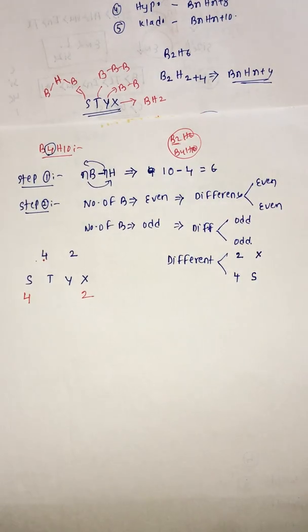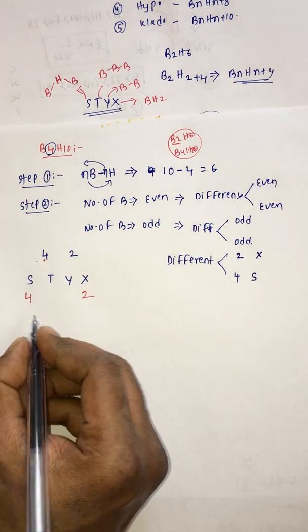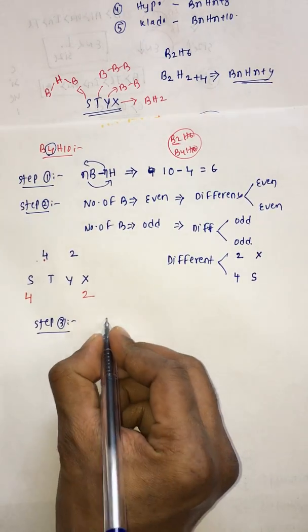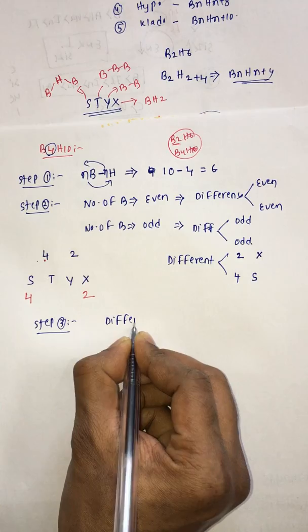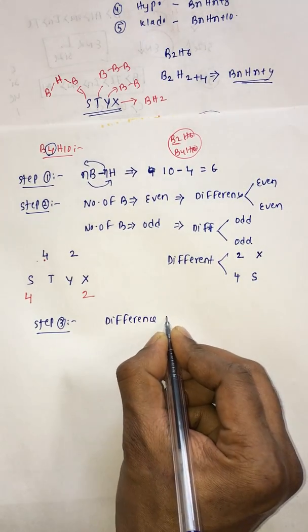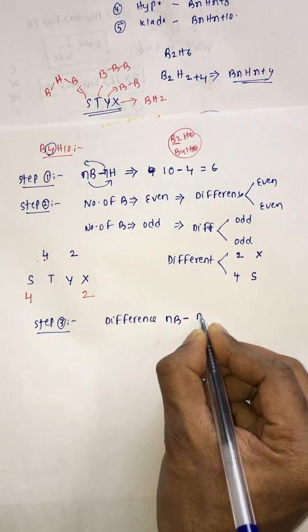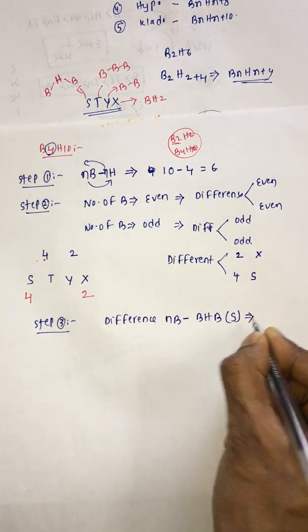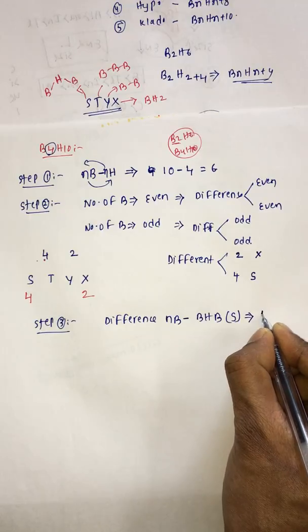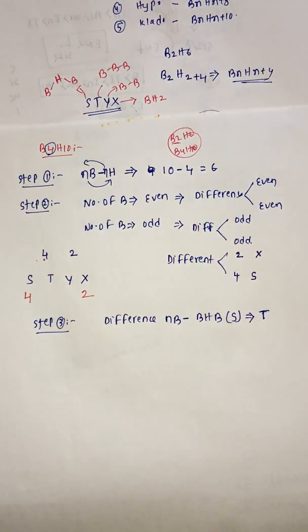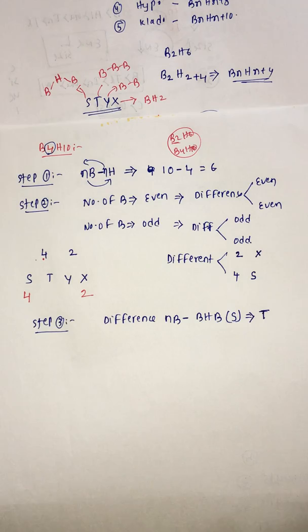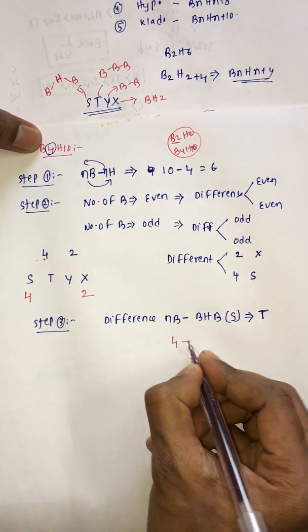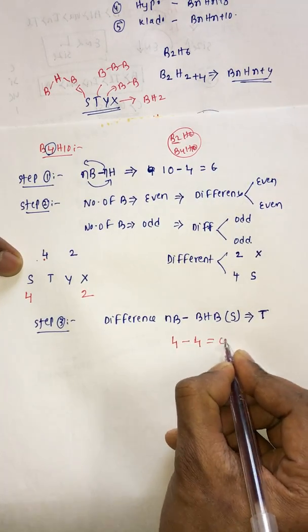Next, this is the step 2 done. And step 3 is the difference between the number of borons and the BHB bonds. BHB is nothing but S. That will come out to be the T value. T value means BBB bonds. So what is the number of borons here? 4, minus BHB 4, that will be 0.